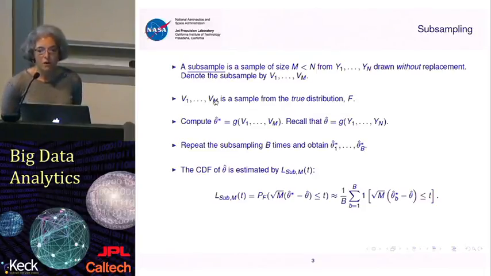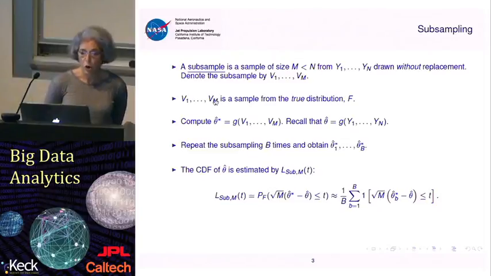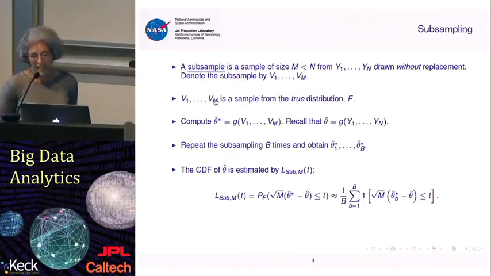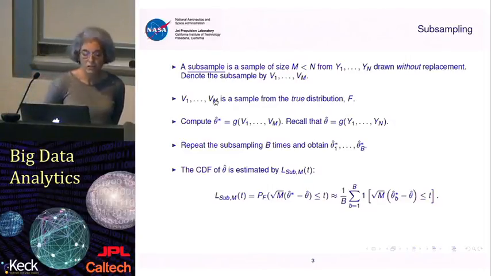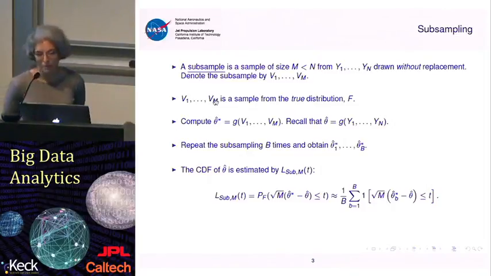So we now have V1 to Vm, a sample from the true distribution F, and we compute theta hat star as we did with the bootstrap for each resample. And we do that capital B times to obtain a collection of theta hat stars, which are estimates of the statistic of interest based on the subsamples. And we're going to estimate the CDF of theta hat by this thing that I'm now calling L sub M, L sub M comma M, you know what I mean.